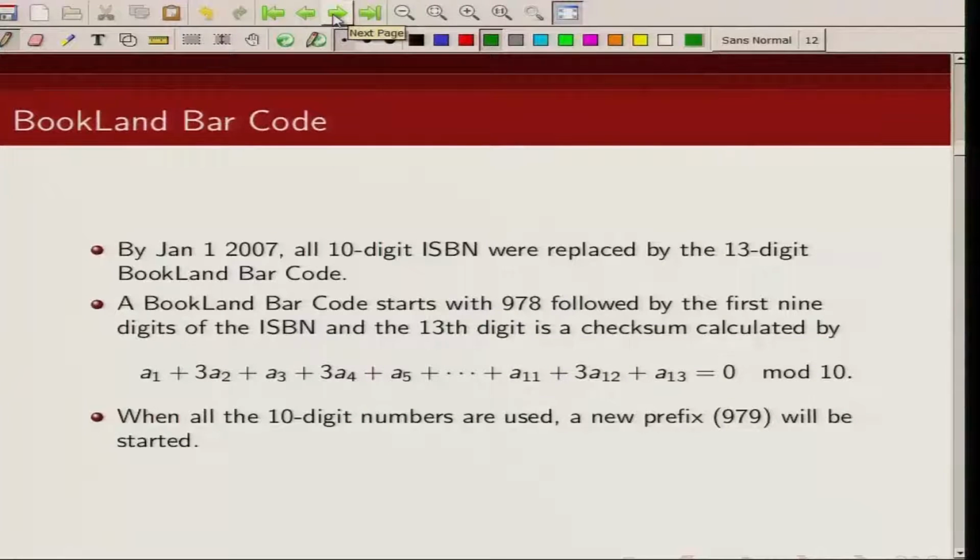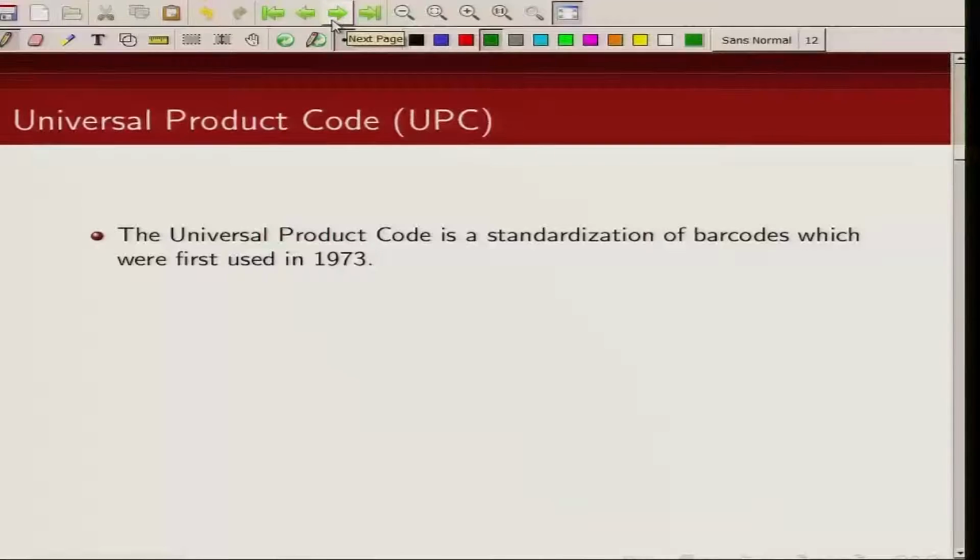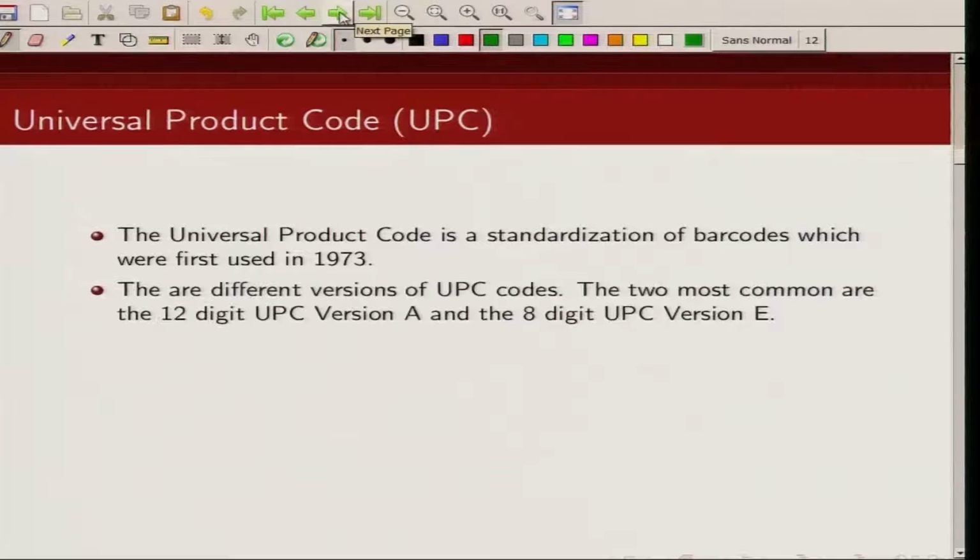Now, once they get exhausted with this 978 number, they will start numbers with 979. Now, the next application that we are going to talk about is this Universal Product Code. So, this was basically a standardization of all barcodes, which was first used in 1973. So, there are two versions of it: one is this 12-digit UPC version A and the other one is this 8-digit UPC version E.